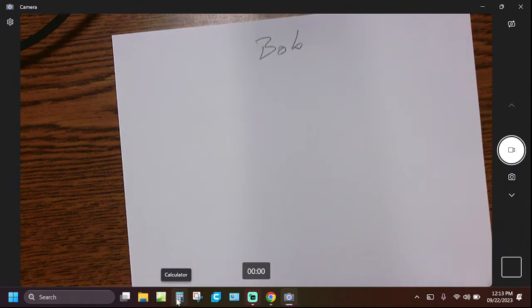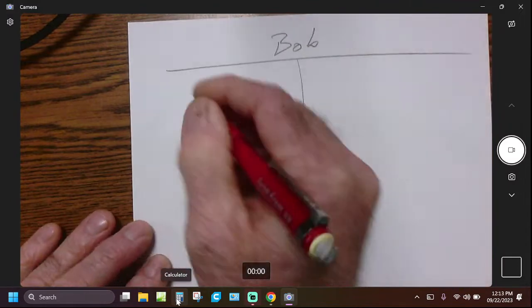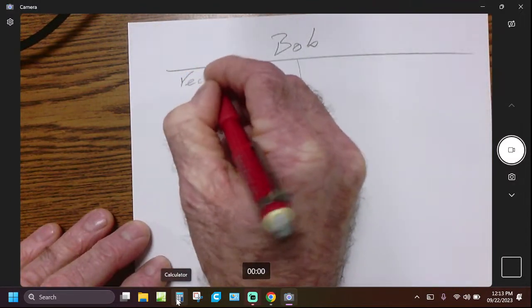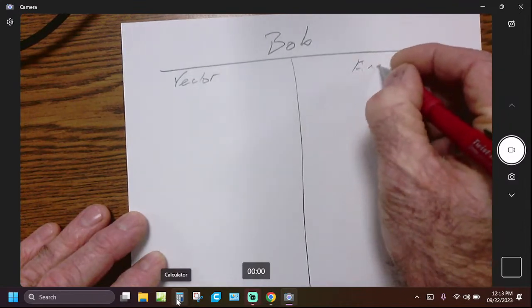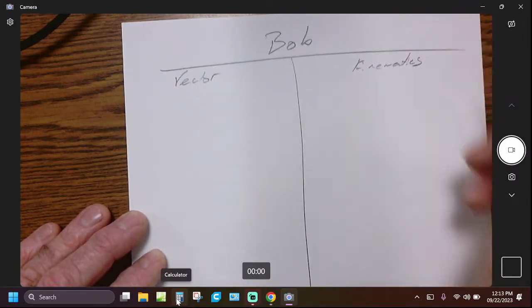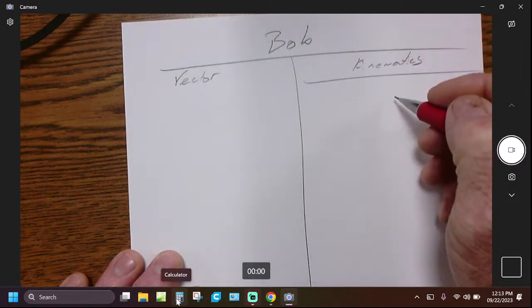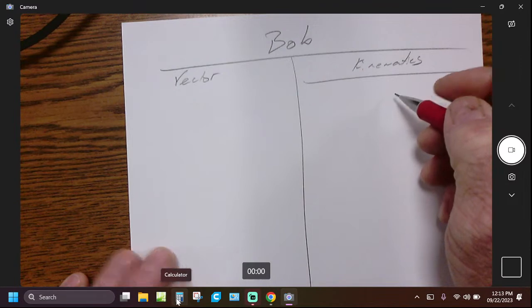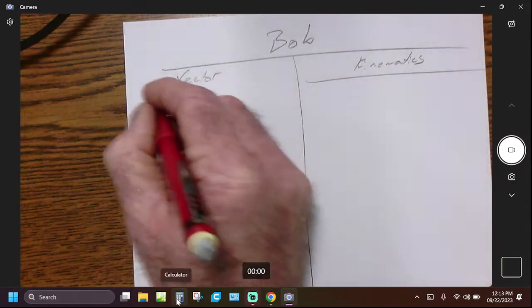Yeah, I'm pretty sure that's right. So with Bob, here's the vector part, and here's the kinematics part. With Bob, this is kind of an extended problem because Bob does one thing and then Bob does another thing, and there are two intervals, and I'll get to that in a second.